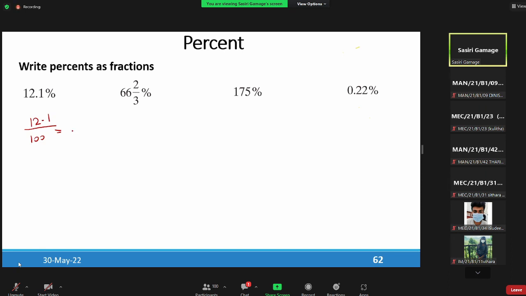I'm trying to keep this as a fraction, without decimals. Here we write percent as fractions. Okay. Can we keep this as a fraction? Don't think about the decimal place. Remove the decimal place and keep it as a fraction.